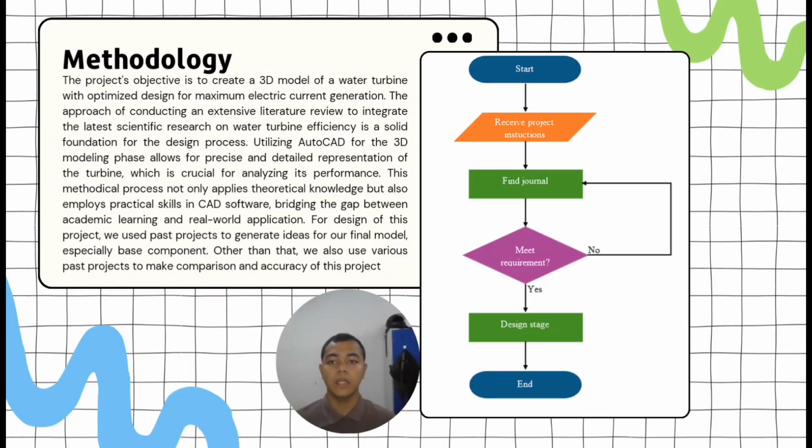For the methodology, the project's objective is to create a 3D model of a water turbine with optimized design for maximum electrical current generation. The approach of conducting an intensive literature review to integrate the latest scientific research on water turbine efficiency is a solid foundation for design process.